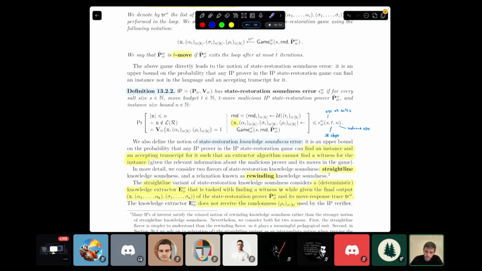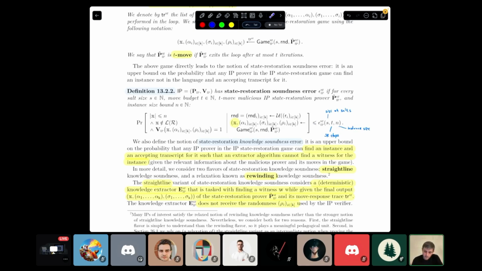So, in a sense, this complicated definition actually says something very simple. The prover has T moves to try to learn something about the random functions, right? After these T moves, the prover should output something about what he learned. He should output an entire transcript. And we want to quantify how much the prover learned, and we want to say that it's not much. So this is going to be upper bounded by this state restoration soundness.